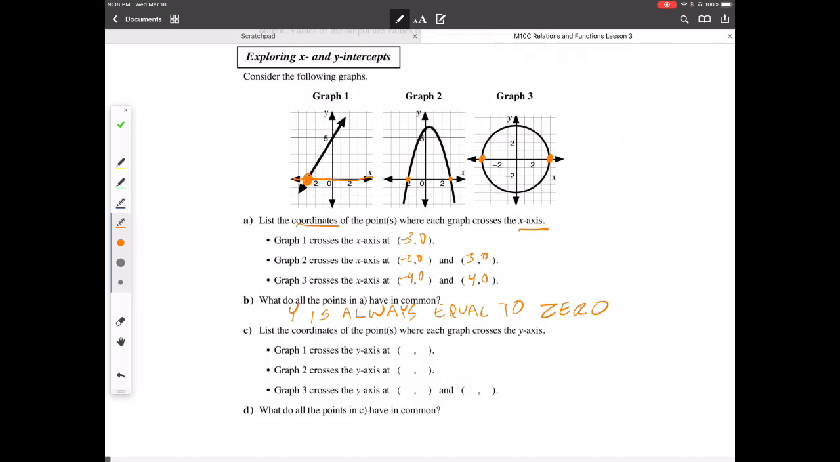If I'm looking at the y-axis where it crosses, I can see for the first one, it crosses up here at the point 0 and 5. In the second case, it crosses right up here at the point 0 and 6. And in the last case, it crosses once on the top, once on the bottom. The top one is at 0 and 4, and the bottom is at 0 and -4. Whenever it crosses the y-axis, what does it always have in common? X is always equal to 0.